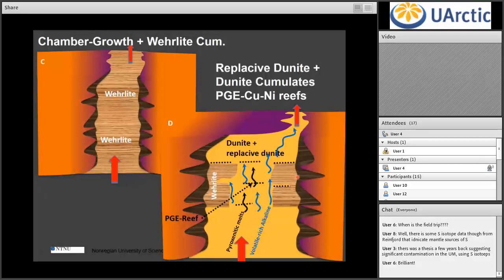It's expensive. You cannot go to Reinfjord without a helicopter. Yep, we tried it in many different ways. You must have a helicopter to lift you up to the plateau. Okay. Yeah, I agree. Okay, was there a question?